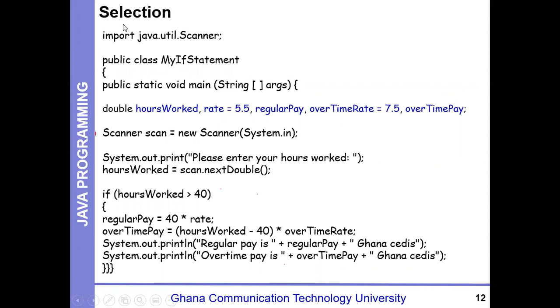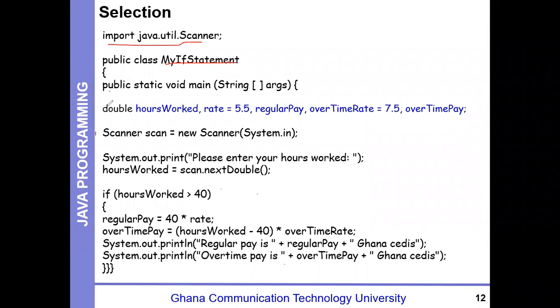So now here, if we look at this Java code, what are we seeing? To start with, we can see our importation of the scanner class. That already tells you that we are going to take input from a user, and that's why we're importing the scanner class. Now I have public class, my if statement. Again, it's just a name I've given because I want it to make meaning. Now I have my main method.